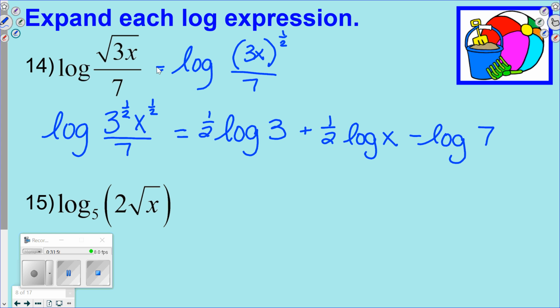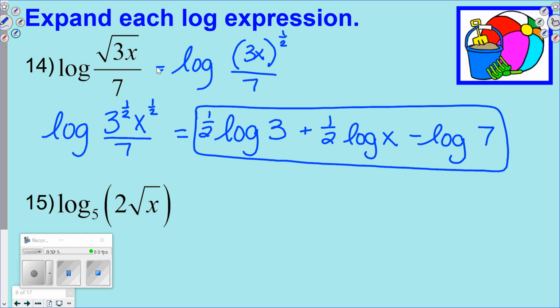I just did them right in order. Do any of them simplify? What's my base? 10 to some power equal 3? That's an x. 10 to some power equal 7? No. Okay, so I'm good here. But do you see how I had to make sure that that 1/2 went on the 3 and the x? Because they both were technically underneath that radical.